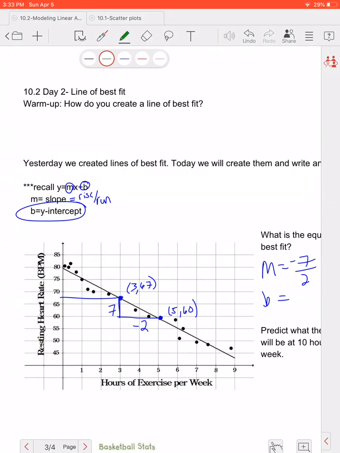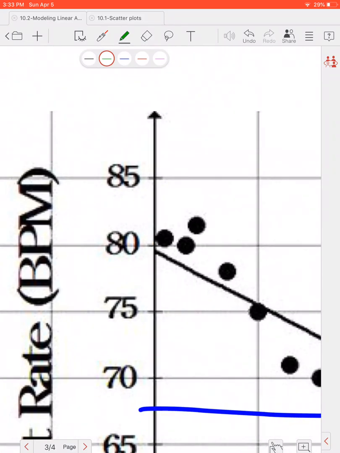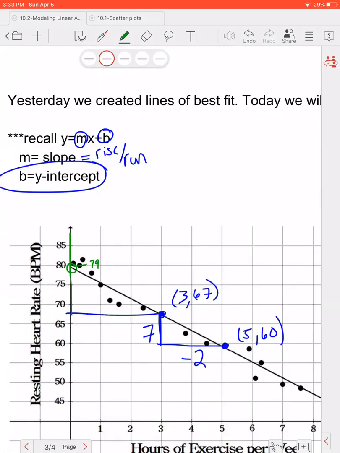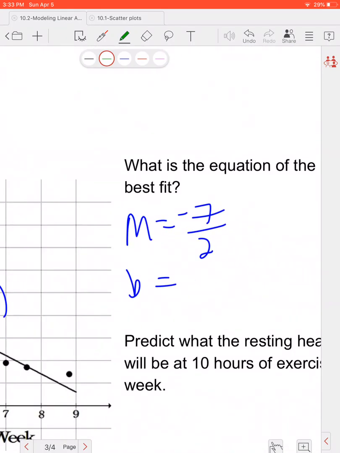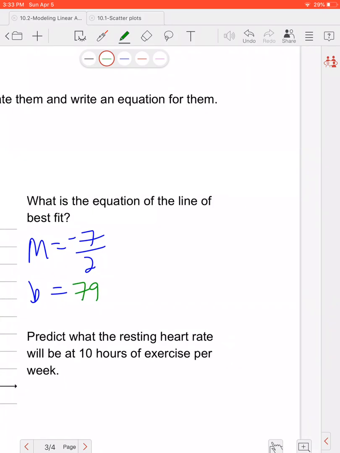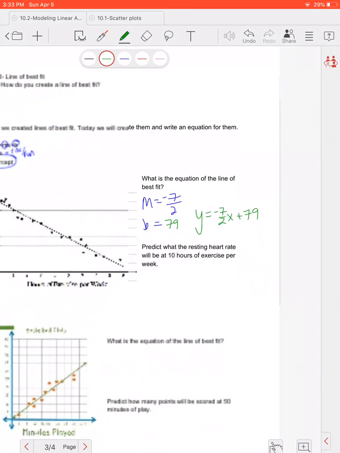Now I'm going to do the y-intercept in green, so I'm looking, where does it cross this y-axis here? And it's very, very close to 80, so I would say it's 79, okay? And so we're going to have 79. So my equation is going to be y equals -7/2 x plus 79, okay?